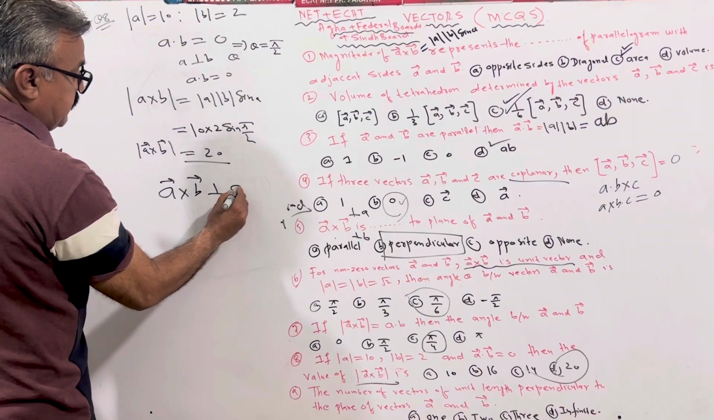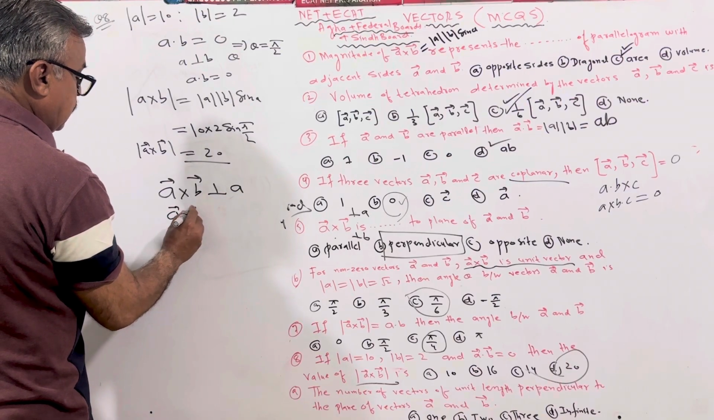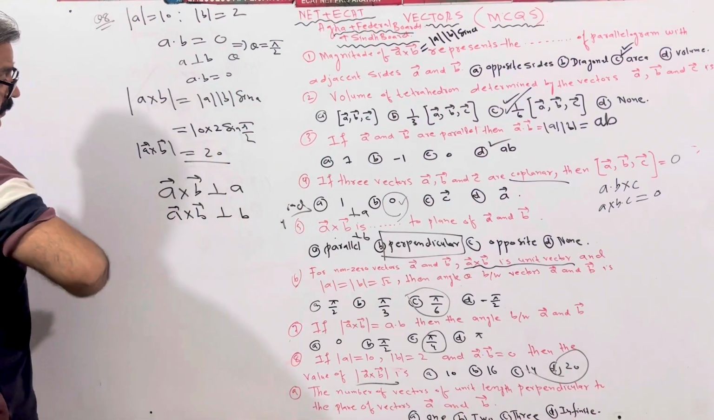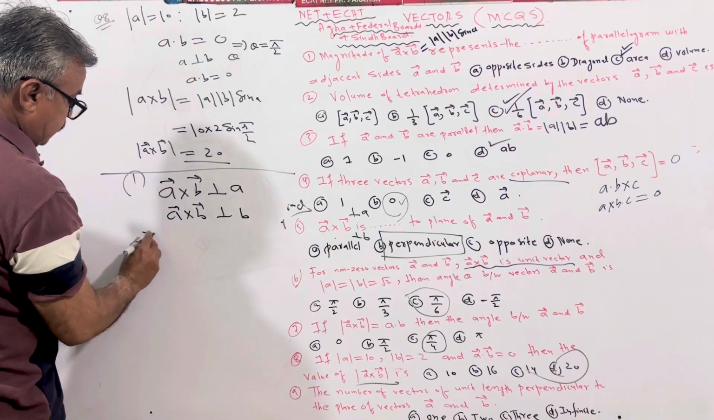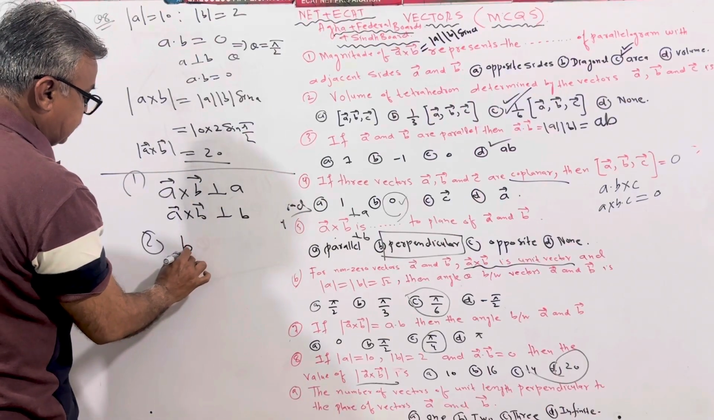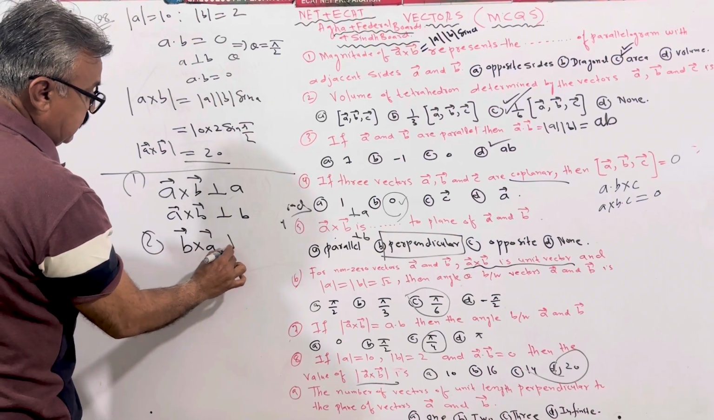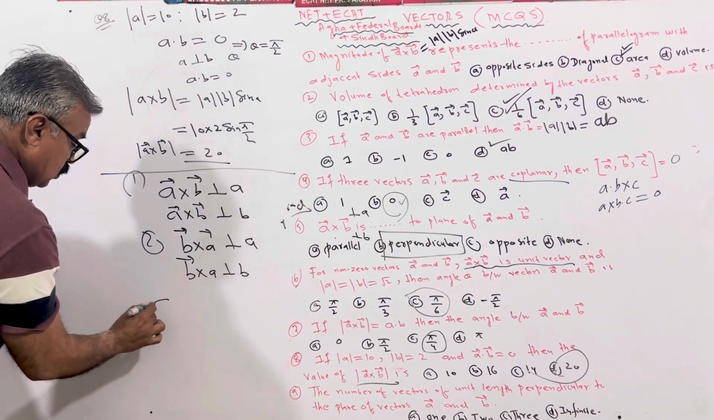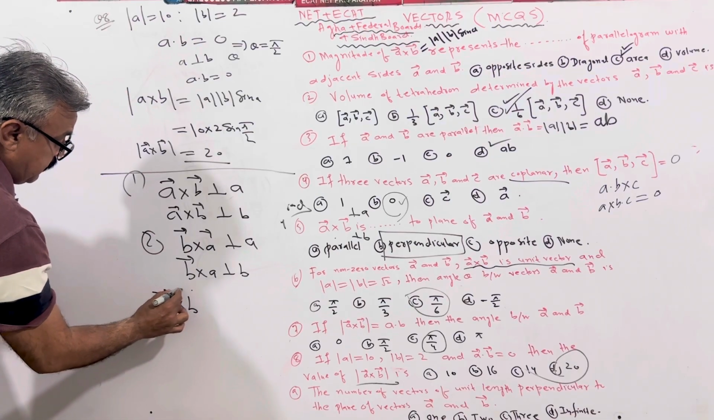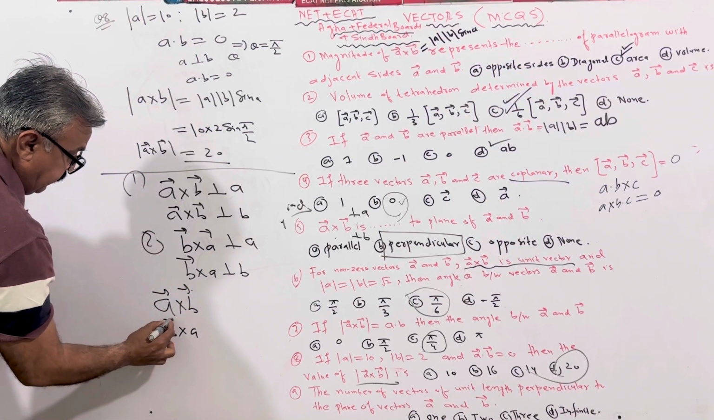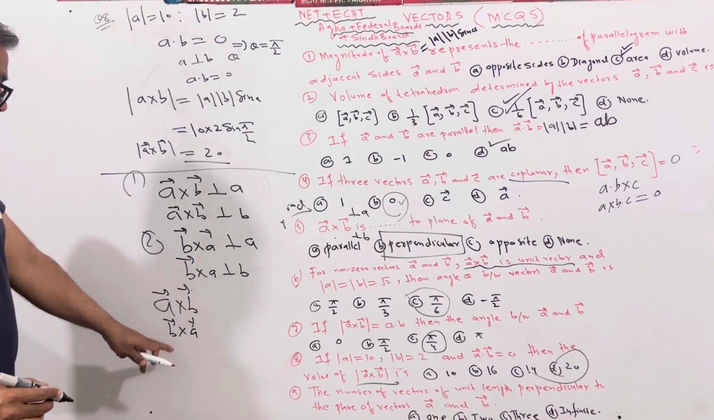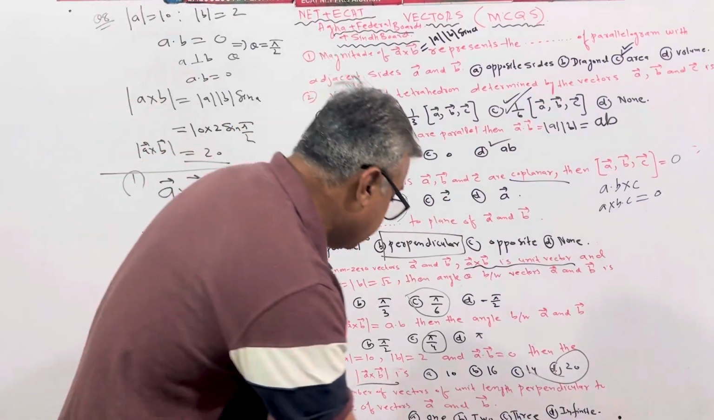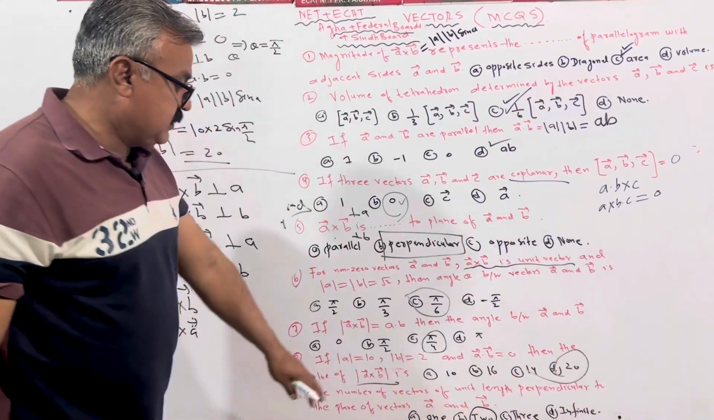I have already told you how many vectors are possible perpendicular to the plane containing A and B. A cross B is a vector that is perpendicular to A as well as perpendicular to B. That is one possibility. The second possibility is that A cross B and B cross A are anti-symmetric. B cross A is also perpendicular to both A and B. So these two vectors are perpendicular to the plane containing A and B. So there are two possibilities.